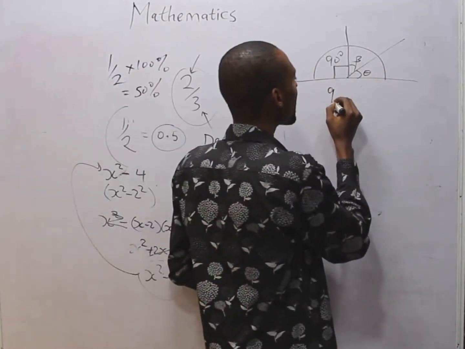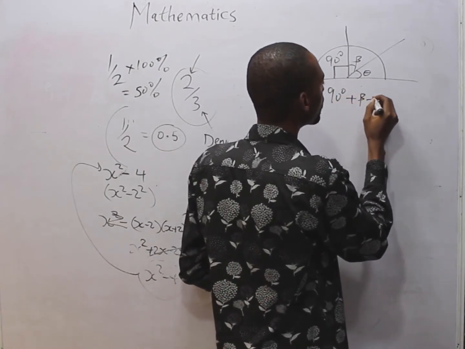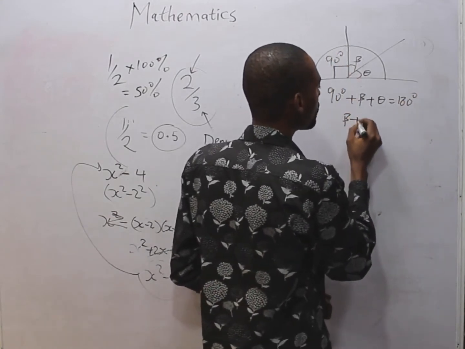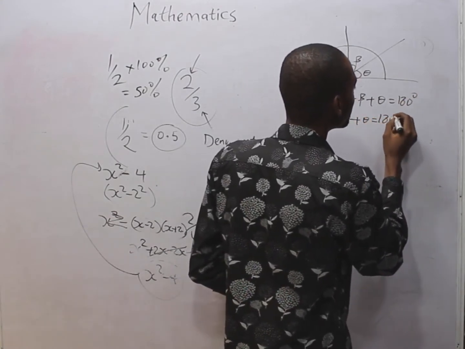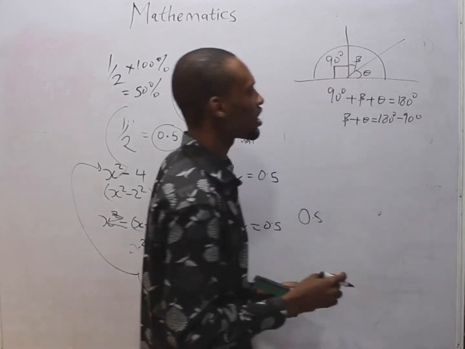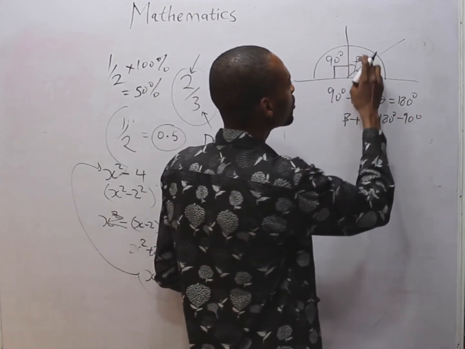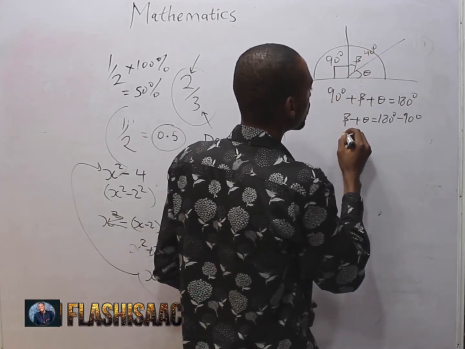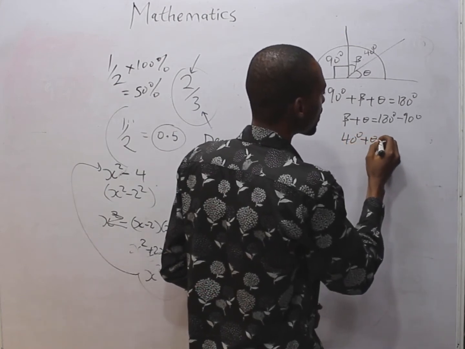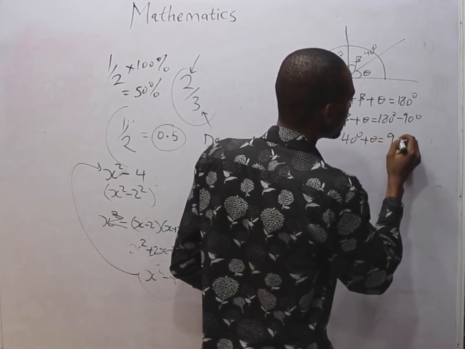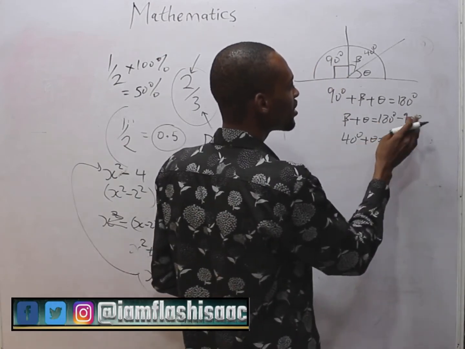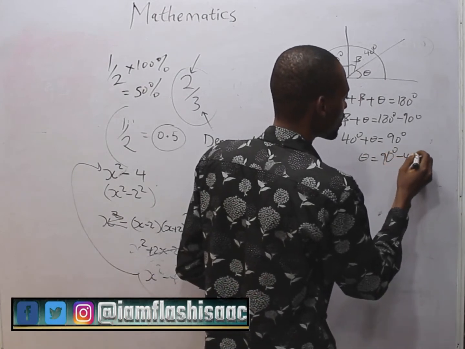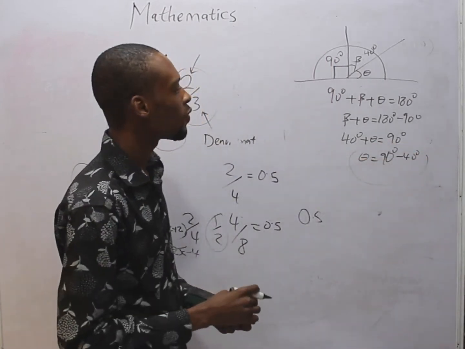This means 90 degrees plus beta plus theta is equal to 180 degrees. Beta plus theta is equal to 180 degrees minus 90 degrees. And if you are given one of them, let's say you are given this to be 40 degrees. Here will be 40 degrees plus theta is equal to 90 degrees. That is 180 degrees minus 90 degrees. Theta is equal to 90 degrees minus 40 degrees. So that is it for angles.